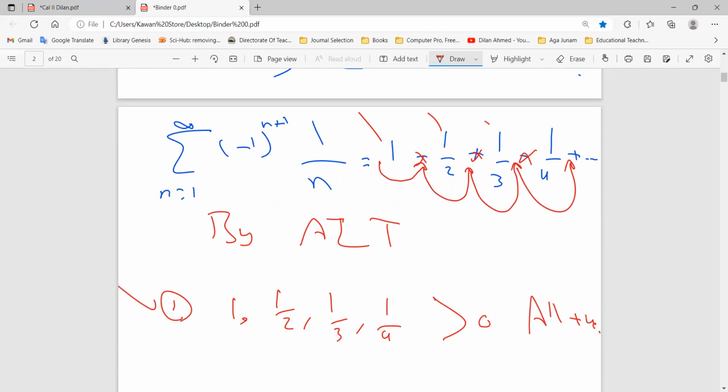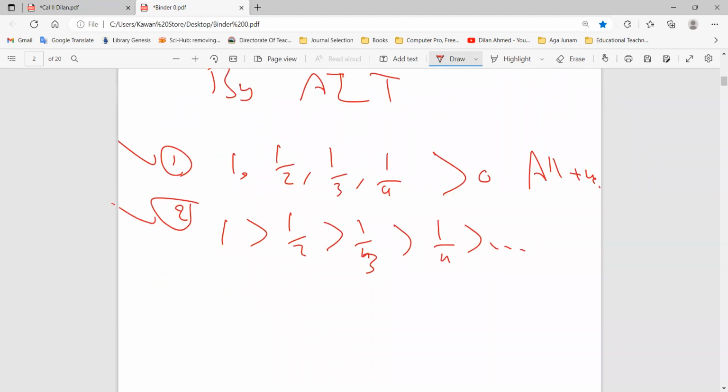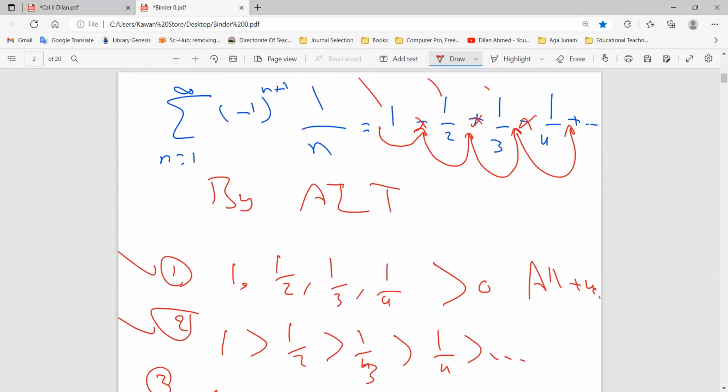The first condition, good. How about the second? You say it should decrease. Just check, that one is right. How about that one? And so on. So it also decreases from 1 toward 0. Okay. Number 3, limit of U_n. Where's U_n here? That one is U_n.